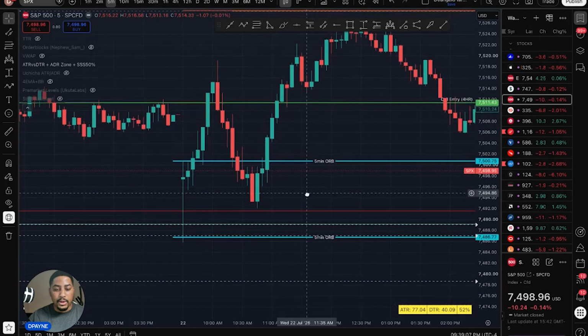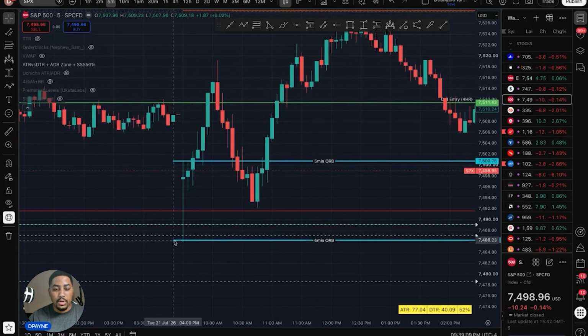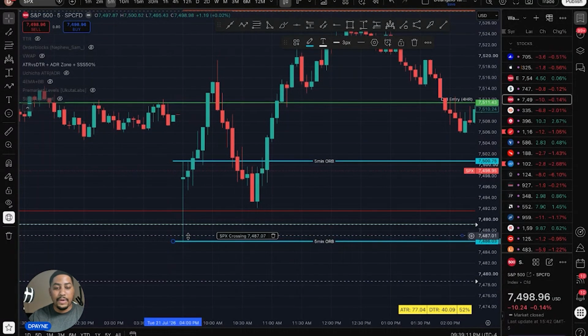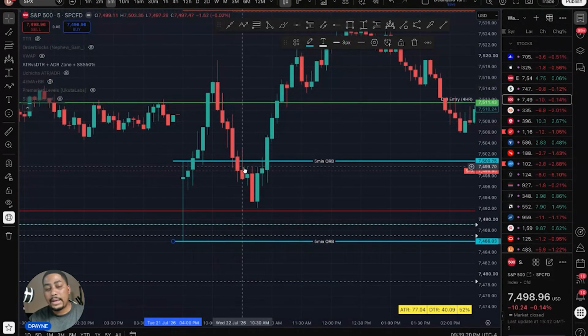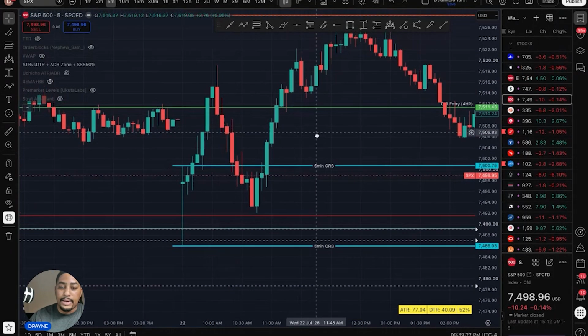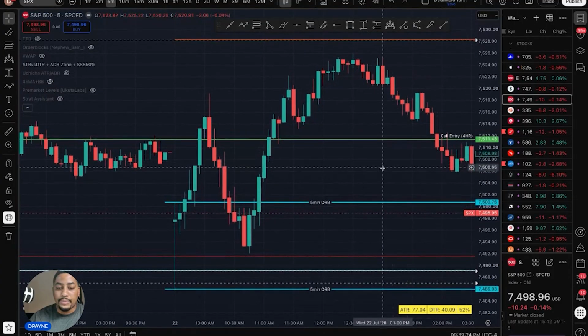So I'm back with another one, and I want to show y'all how we caught this move to the upside. We had a 7505 SPX call. We caught it. Nice little up move. We had to go through a little bit of pain in this one, but it bounced back, and we were able to capitalize off of it.